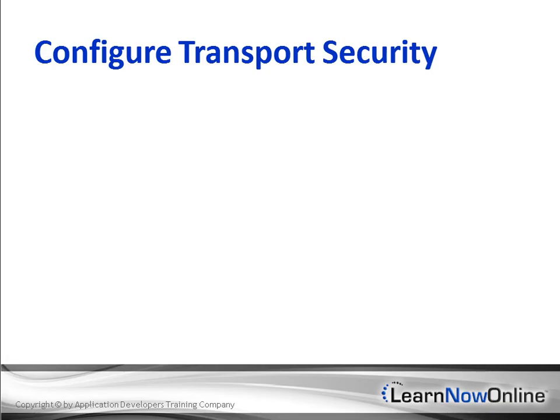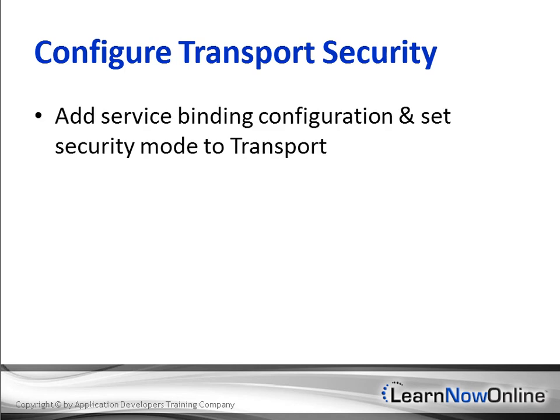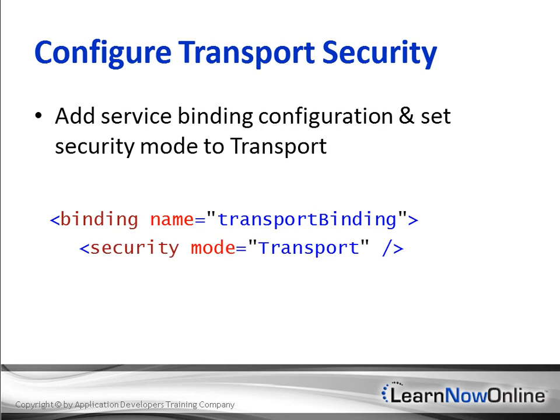Now once you have a service and it's hosted in a website with SSL, you can configure security on it. And here's how to do it. You just add a service binding and set the security mode to transport. So there's the binding, security mode transport, and there you have it. Let's go do that and then build a client to consume that service.